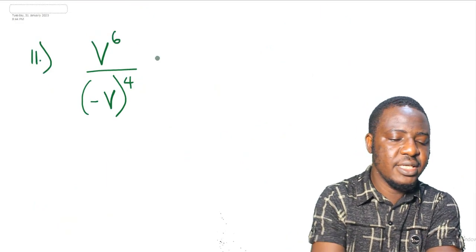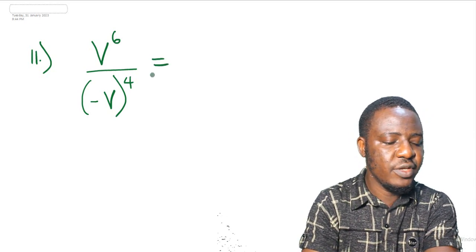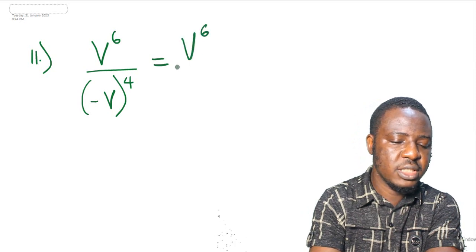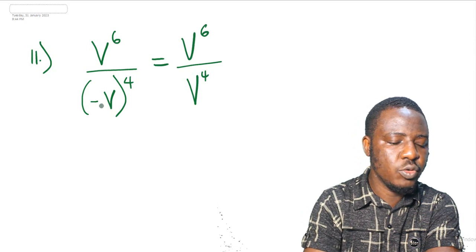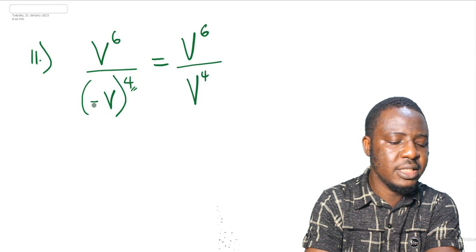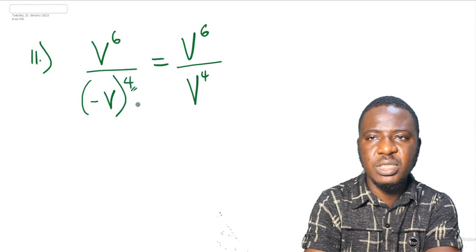We are asked to simplify v to the power 6 all divided by negative v to the power 4. This becomes v to the power 6 divided by v to the power 4. Remember what I told you: when the power is even and the sign is negative, when you use that power on it, it becomes positive.